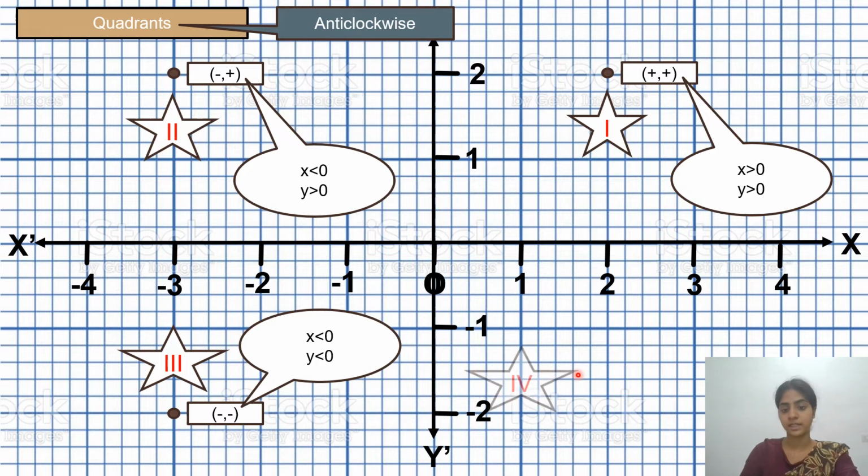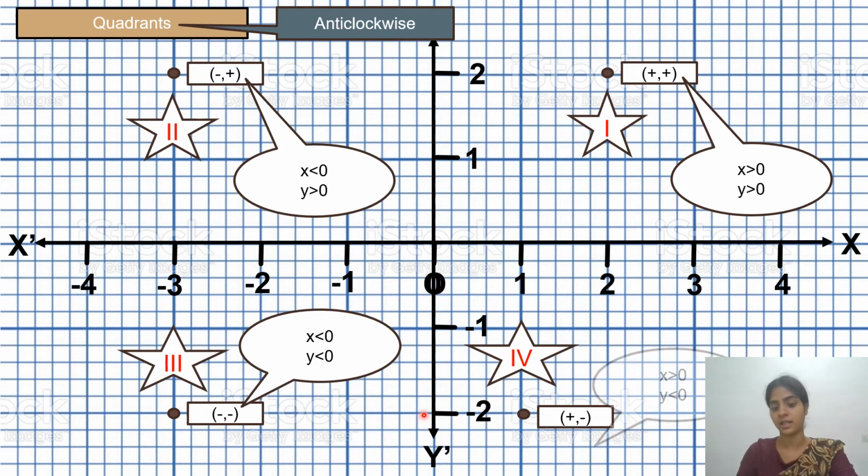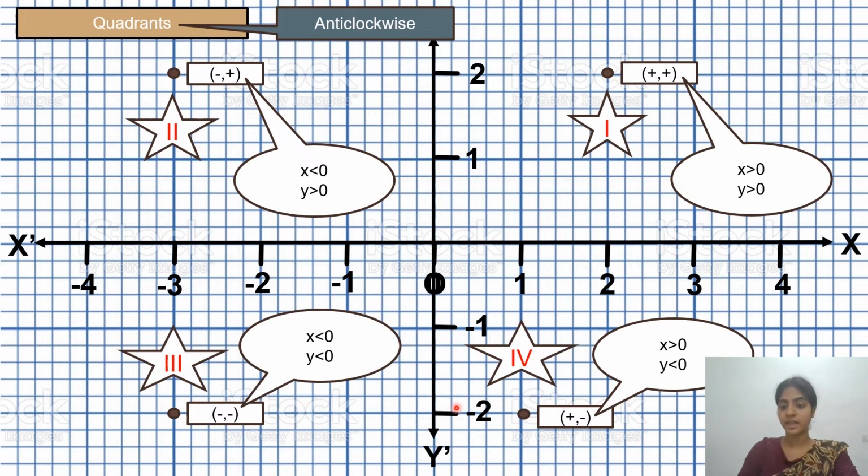And the final quadrant, anti-clockwise, is the fourth quadrant. Fourth quadrant, any point will have values positive and negative. Positive and negative in the sense positive will be the x-axis value and negative will be the y-axis value. So here x will be greater than 0 and y will be lesser than 0 always.